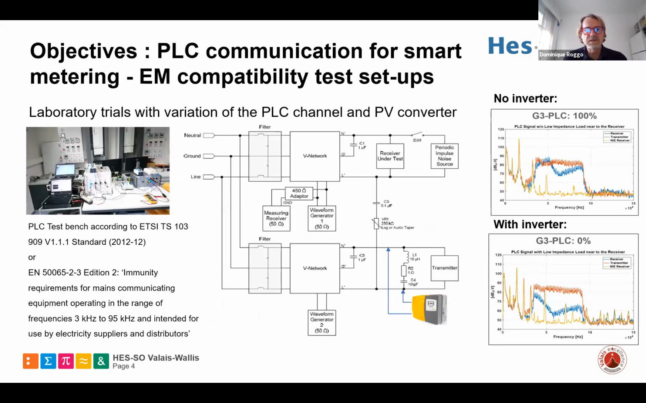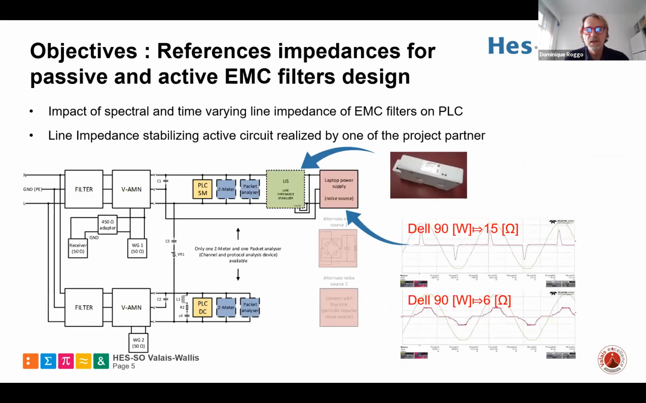Another objective is to develop techniques that could be used in standardization. For instance, laboratory trials of power line communication channel. There are not so many standards about how to test power line communication devices, and to see that the impact of the grid impedance is also taken into consideration.